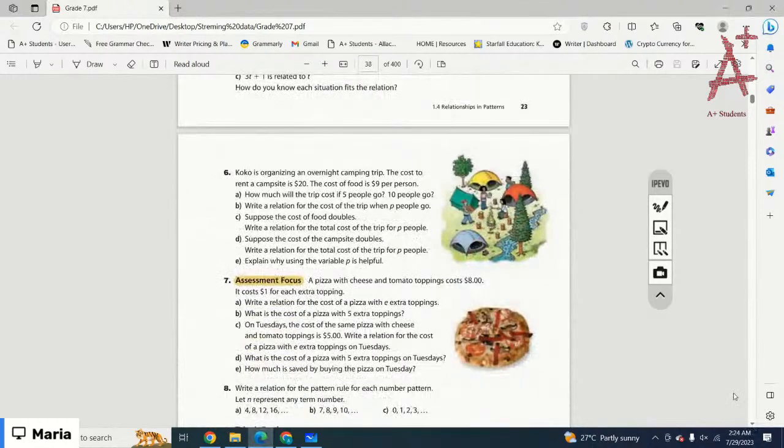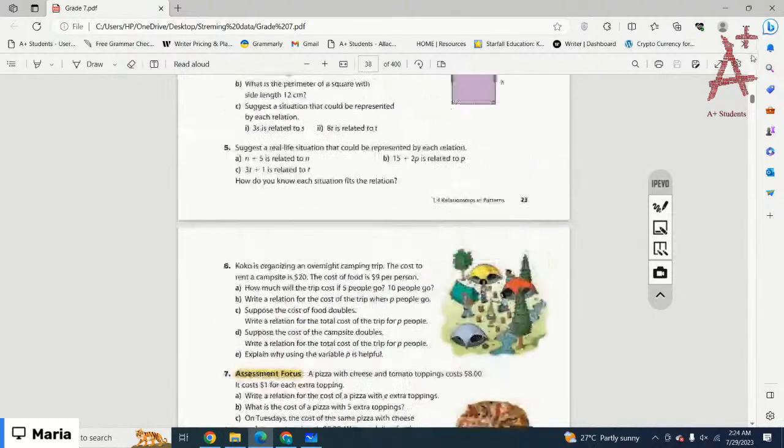Suggest a real life situation that could be represented by each relation n plus 5. Basically, you have to use the examples, or you are given the expressions, you have to write them in the word problem form. Got it? Like that means n plus 5. Ali's sister is 5 years more than Ali's age, right?